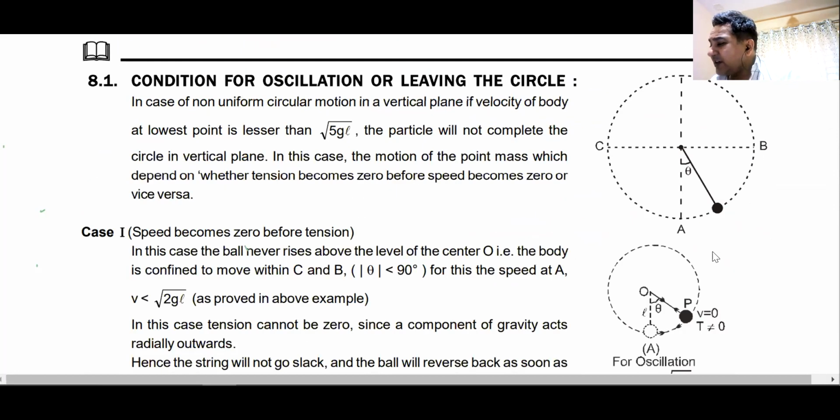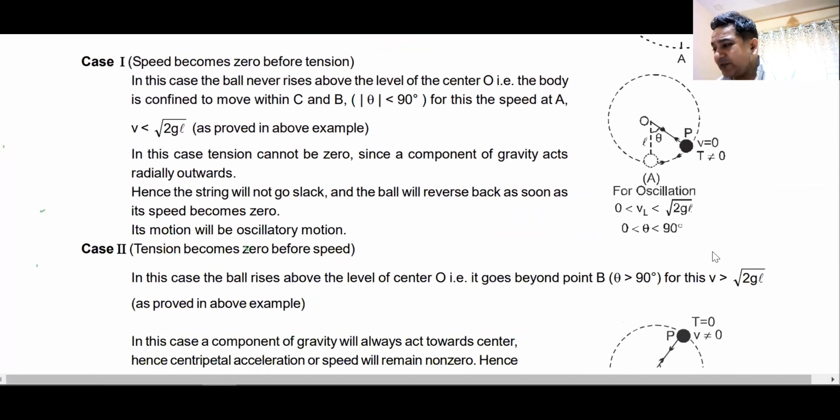I can move forward. Condition for it to leave the circle. You know what is the condition for it to leave the circle?